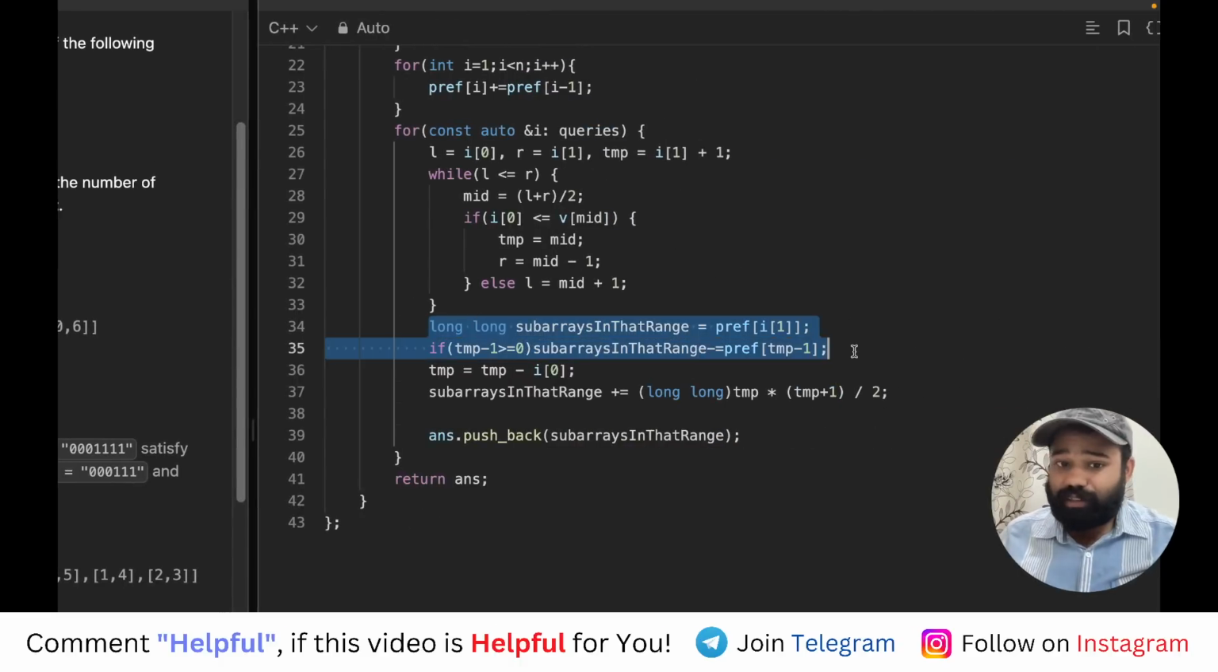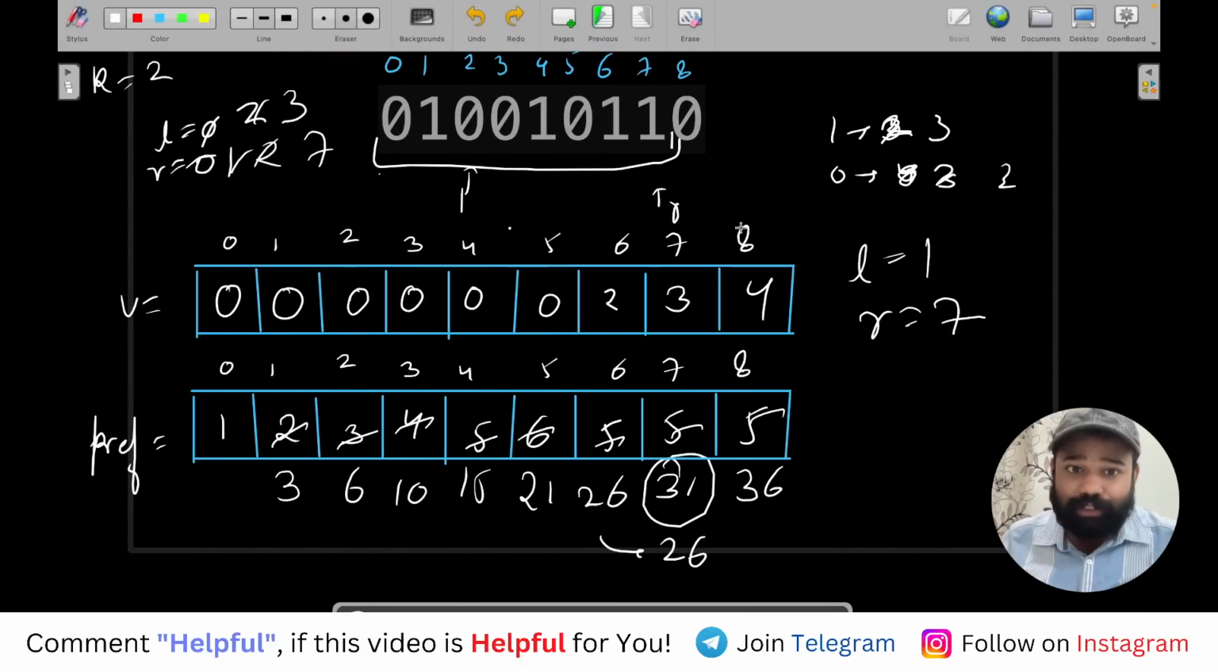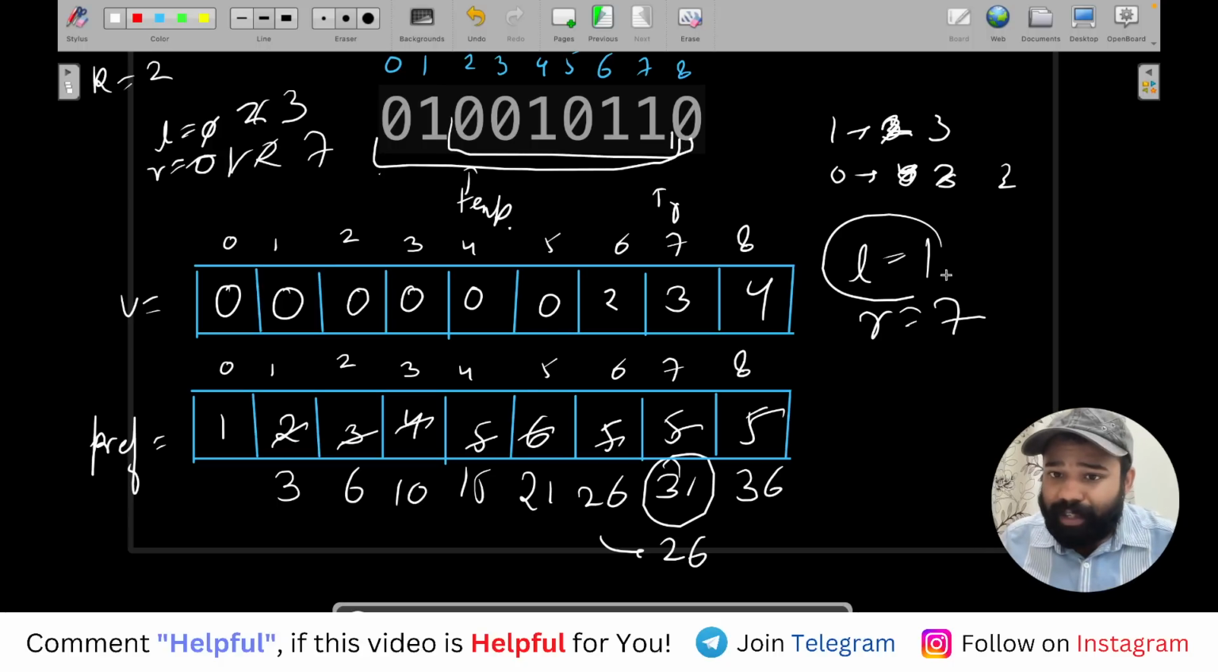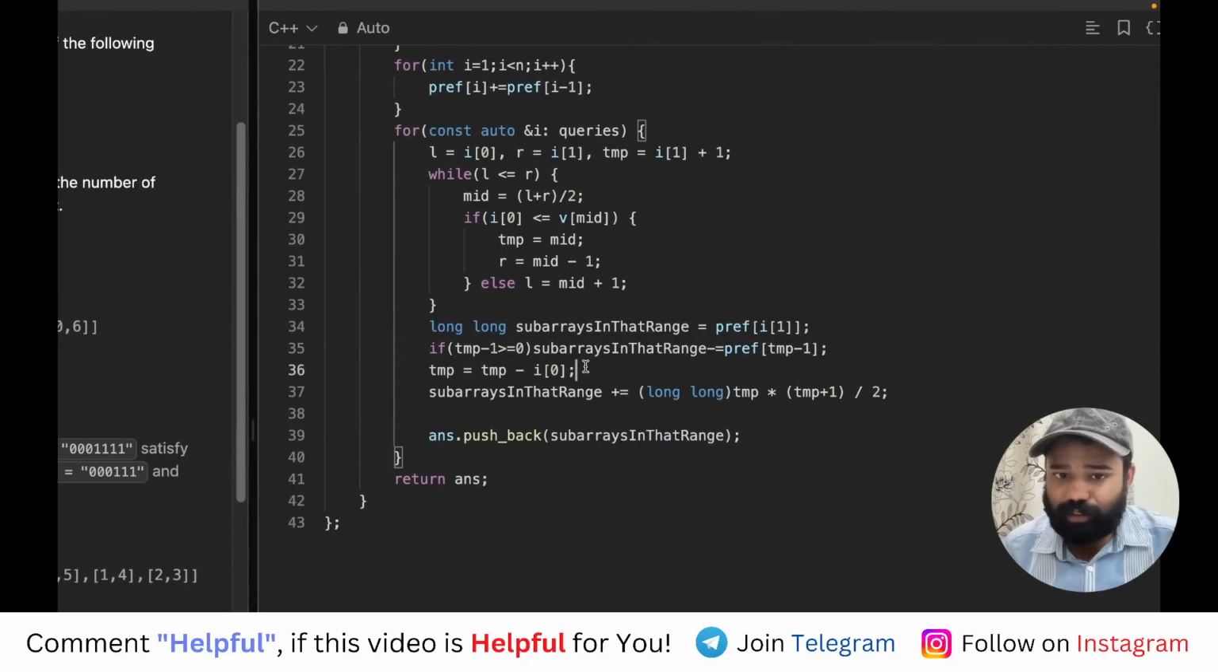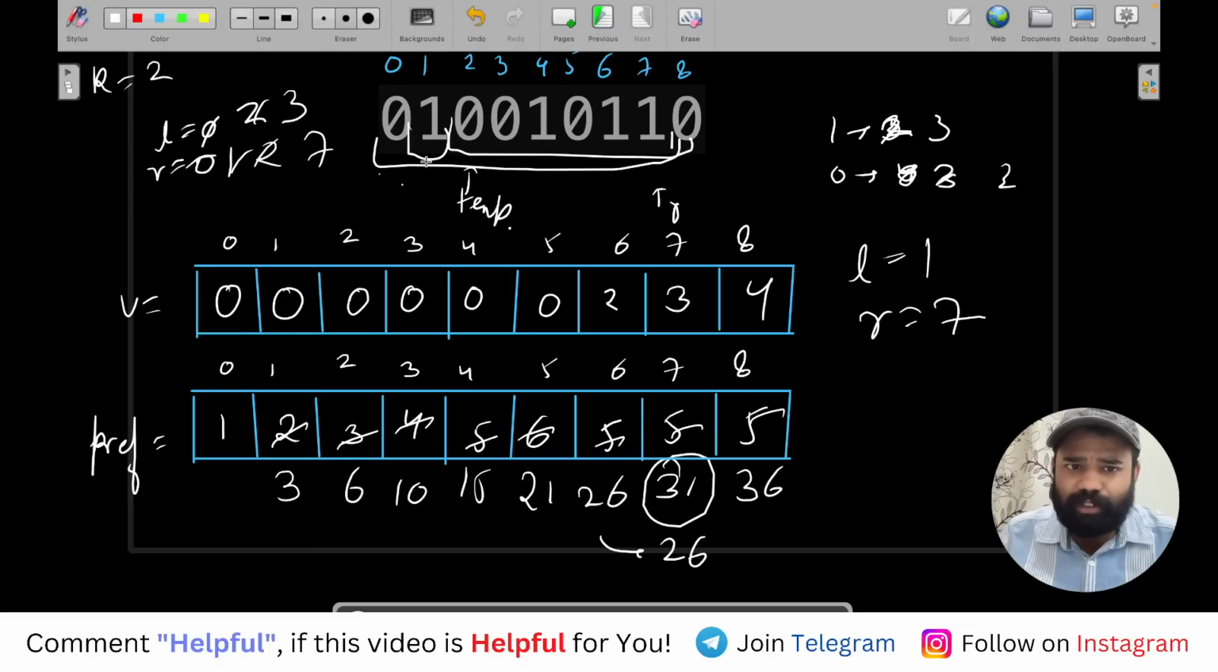But this is not the answer. One more thing I will do. Because here my temp is here, my R is here, it is telling me from 2 to 7, but remaining 1 का क्या, हमें तो 1 से 7 तक चाहिए ना, तो basically between 1 to temp रह गया, 1 से लेकर temp तक वाला part रह गया, it is remaining. So whatever part is remaining I will count. You can see remaining part is temp minus my L, my I0 यहाँ पे था.